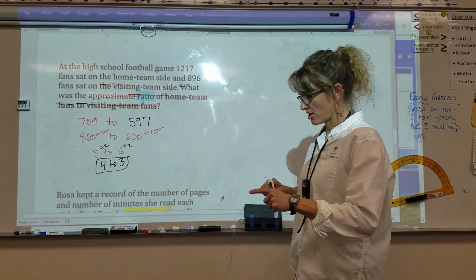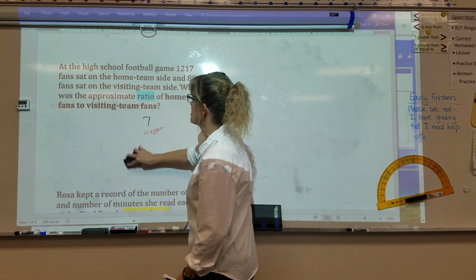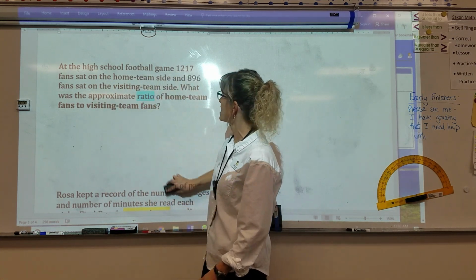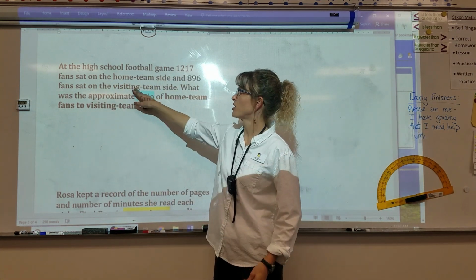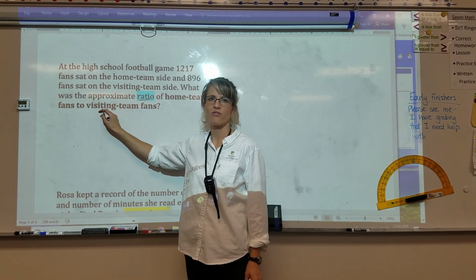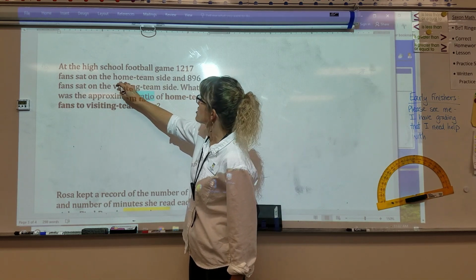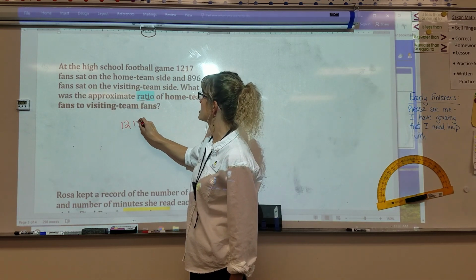What about fans? We've got a football stadium, and 1,217 fans sat on the home team side. 896 fans were on the visiting team side. What's the ratio of home to visiting? Home to visiting. So let's go up and look at my home. It says home was 1217.